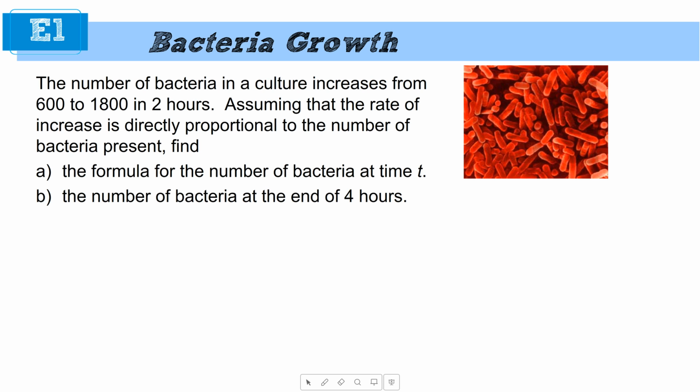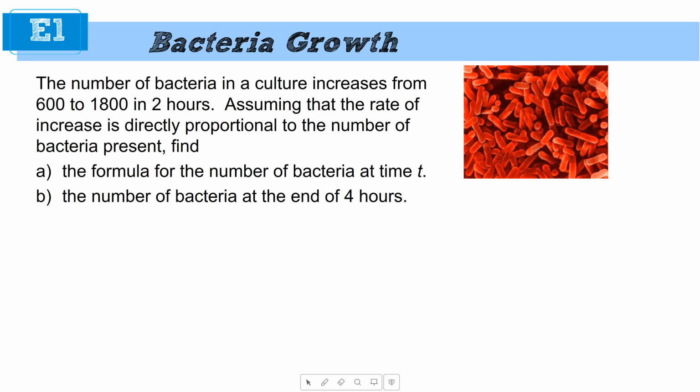You can all read, but I'll read it just for posterity's sake. The number of bacteria in a culture increases from 600 to 1,800 in 2 hours. Assuming the rate of increase is directly proportional to the number of bacteria present, find blah, blah, blah, A and B.